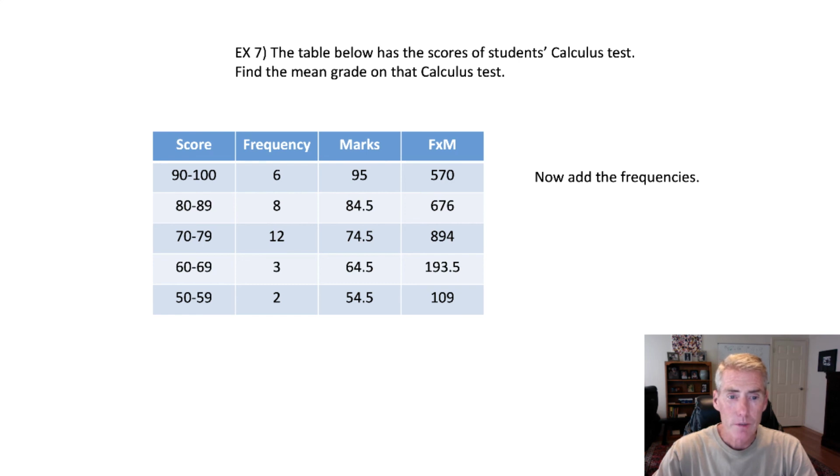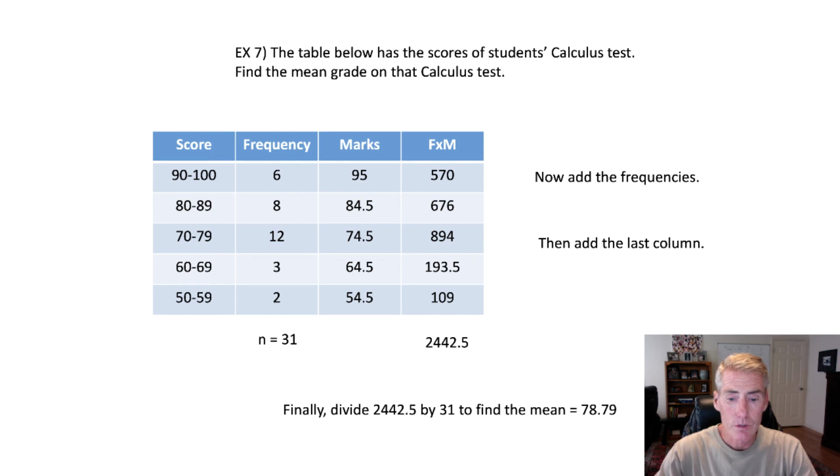Now add up the frequencies. In other words, how many people are in this class? Add these up: 14 with 12 is 26, 27, 28, 29, 30, 31. So n equals 31 people. Then add up the total amount of points that they got. So add the last column. So 31 people got a total of 2,442.5 points. Now divide those two.